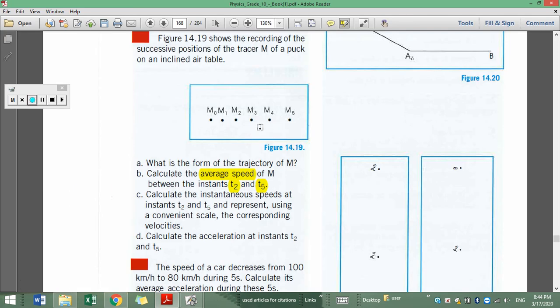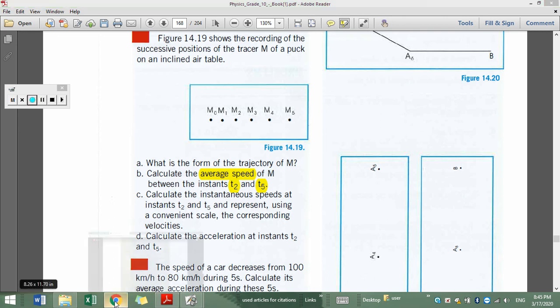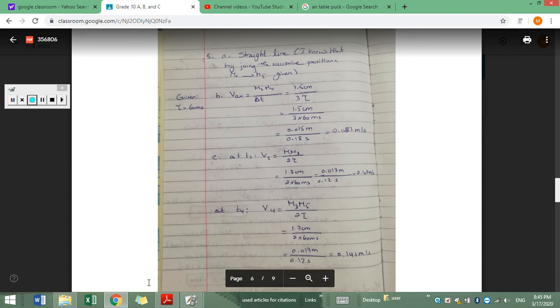Delta T, how many taus are there between T2 and T5? From here to here, 1 tau, 60 milliseconds. 60 milliseconds, 60 milliseconds. So these are 3 taus. The tau is not given here, I added it, okay? So the total time is 3 tau.